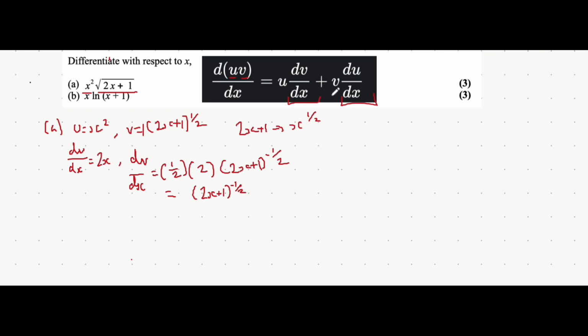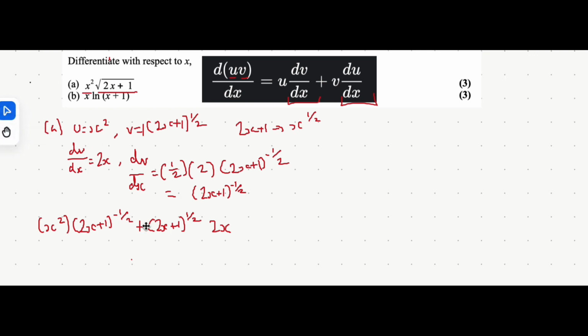Perfect. Now we just input into the right side of the equation. So we have u, which is x squared, multiplied by dv dx, which is this here, 2x plus 1 all to the power of minus a half. And then plus v, which is 2x plus 1 to the half, multiplied by du dx, which is 2x. You can't really go anywhere from there, because you can't multiply these out. If this was a power of 1, then you could multiply out the brackets. Same with the second term here. So you just leave that as it is.